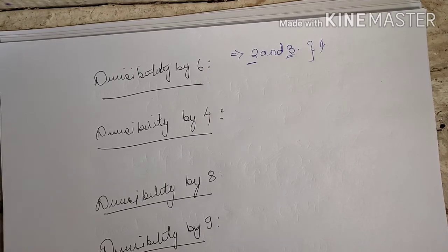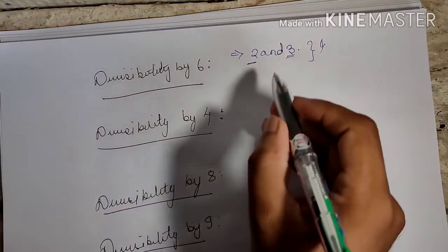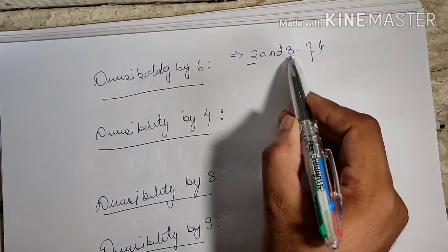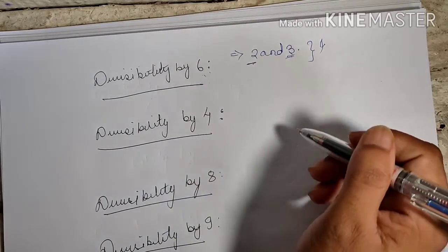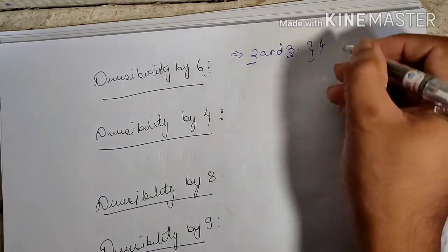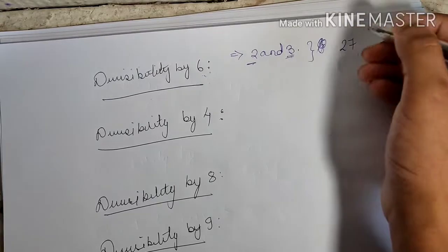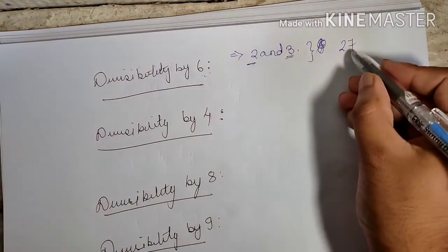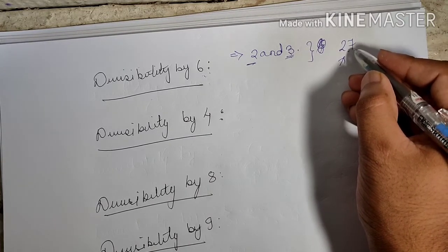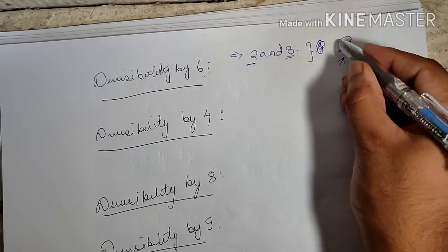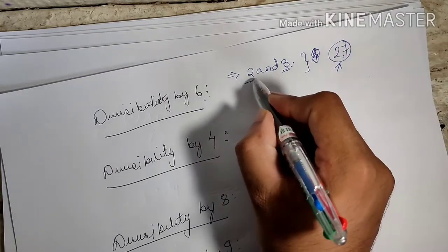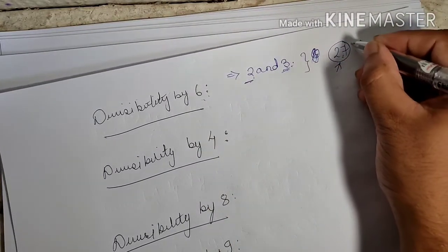I was explaining divisibility by 6. What I have told you is, if the given number is divisible by 2 and 3, then you can say that it is divisible by 6. Suppose you take 27. First you will see whether the number is divisible by 2 and 3. You see that 27 is an odd number, so it will never be divisible by 2. Obviously it is divisible by 3, but it is not divisible by 2. So you can say that it is not divisible by 6.